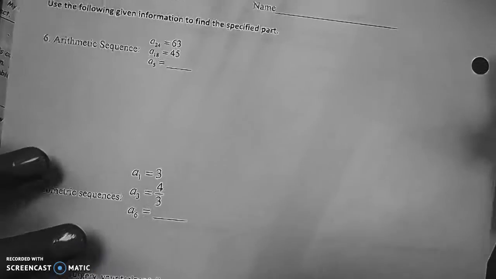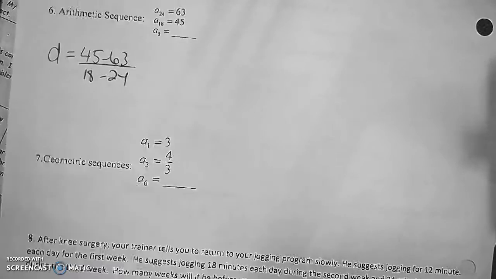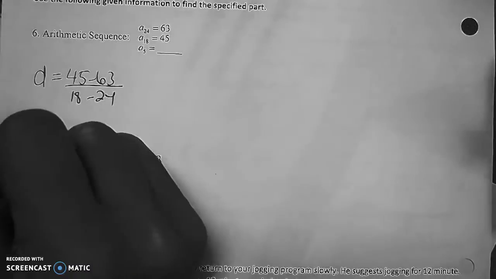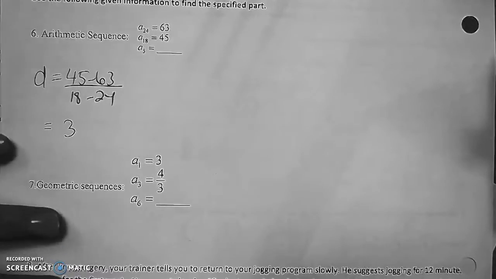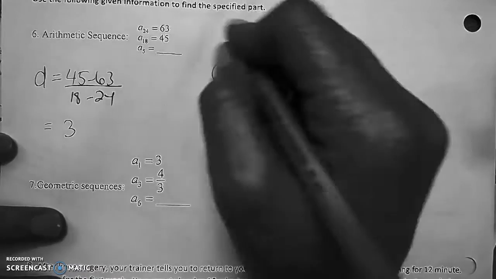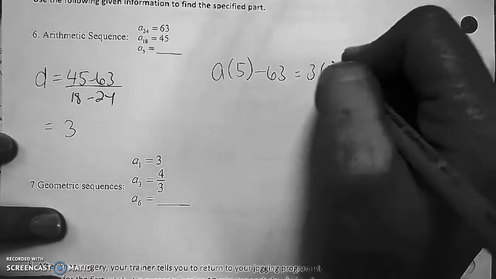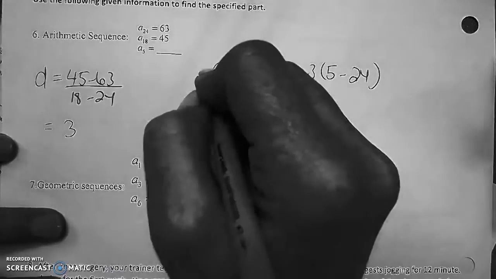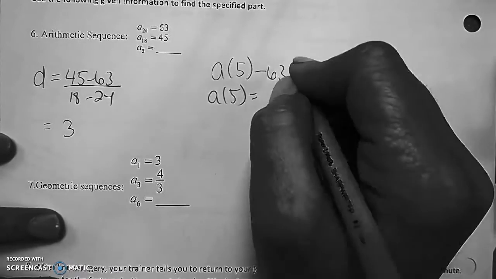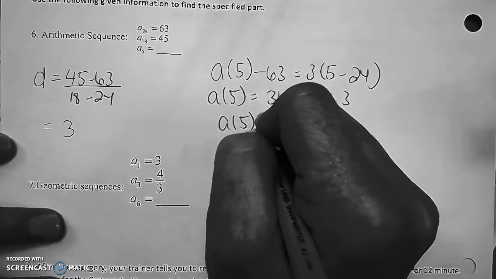All right, turning over on the back, I need to find A sub 5. So the first thing I need to do, since this is arithmetic, is I need to find that common difference, or that slope, or that rate of change, however you want to go about doing that. So change in y over change of x leaves me a common difference of 3. I'm now going to try to find a sub 5, so I'm going to use point slope. So a sub 5 minus, pick either one of these you want, equals d times 5 minus, since I use 63, I would have to use 24 there. So a of 5 will equal 3 times negative 19 plus 63. So a sub 5 is 6.